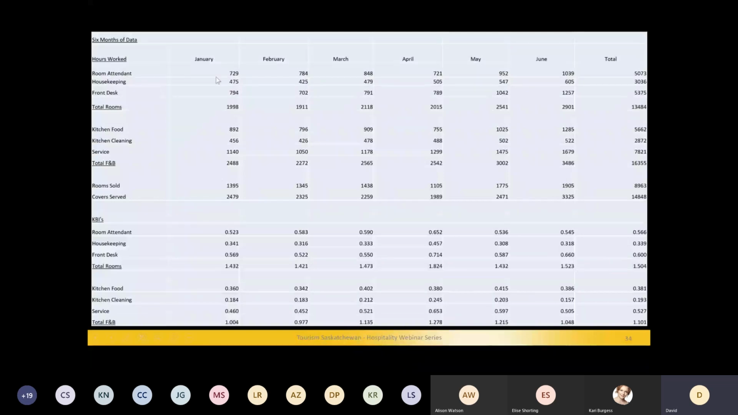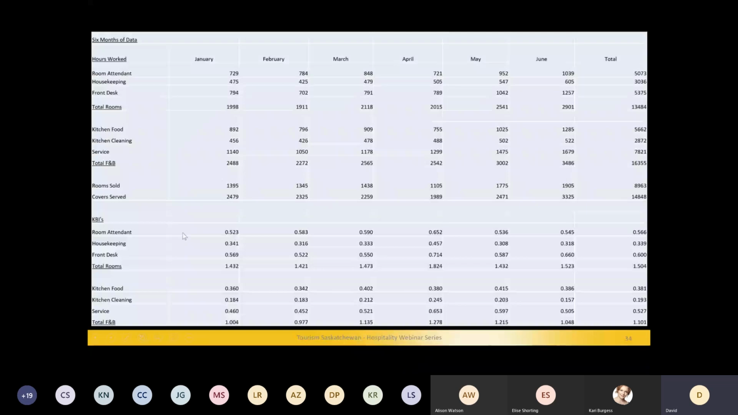worked in each month. And we put up 6 months for the year here. But here are the 3 different buckets we have in rooms. Here's the 3 different buckets we have in food and beverage. We total the number of hours in each month, total the number of hours for the year, for this case, 6 months. And then we enter the rooms sold and the covers served. And then we simply divide these numbers, in this case, 729 by 1395, 475 by 1395, 794 by 1395, and it gives us our key business indicators.